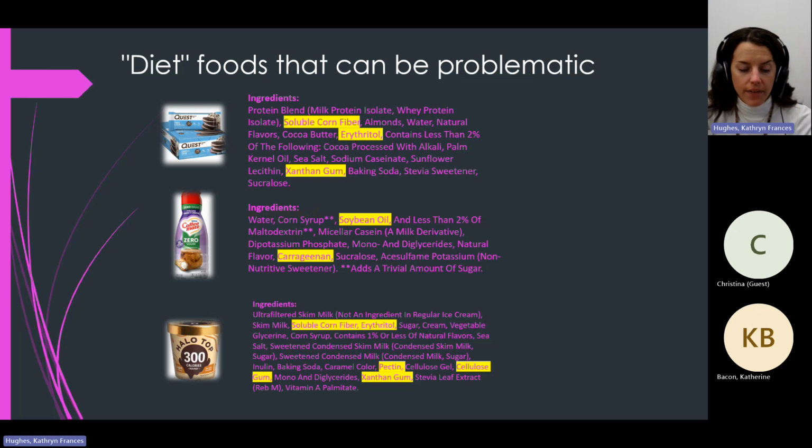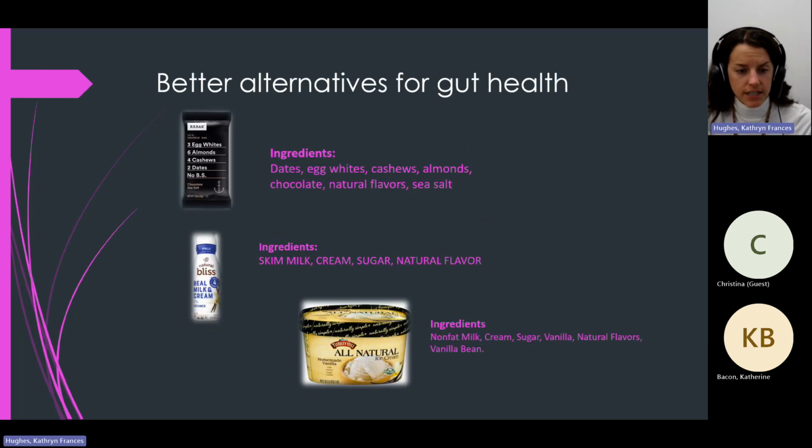Same thing in Halo Top, that diet ice cream that people like. A lot of patients get diarrhea and bloating from it, and it's because of the erythritol and the cellulose gum, the xanthan gum. These are all high FODMAP things. And then, of course, our sugar-free creamer coffees contain soybean oil, which is not good for our gut lining, and carrageenan, as well as sugar substitutes like sucralose or ACE K, which we know long term are not very good for us for different health issues. So, things that we can do instead would be to switch to more natural ingredient type of foods.